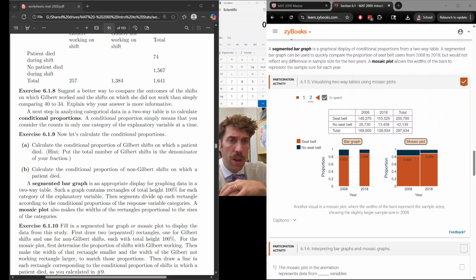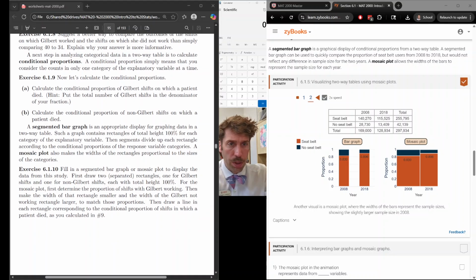So we talked about conditional proportions, and now you're supposed to calculate the conditional proportions for these two situations, A and B. That's just a simple one for number 9 here. It's just using your calculator, so that shouldn't be too hard.